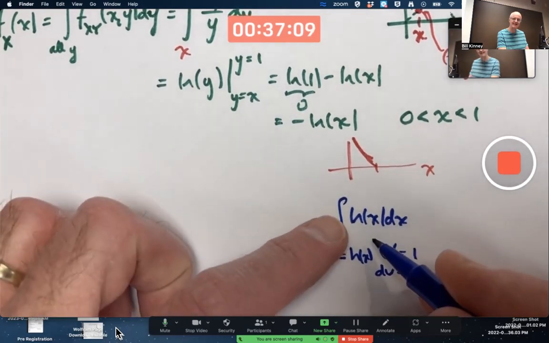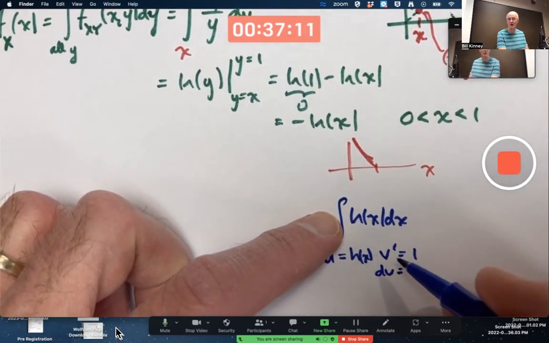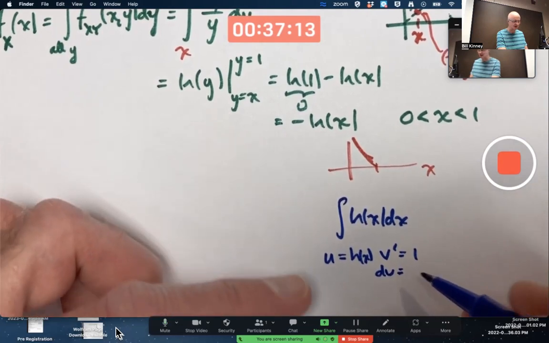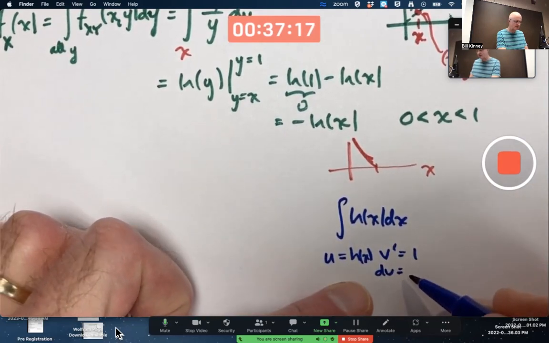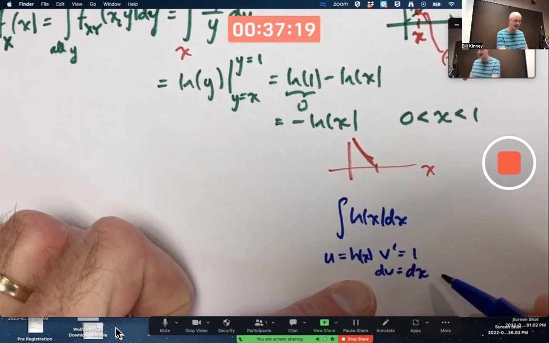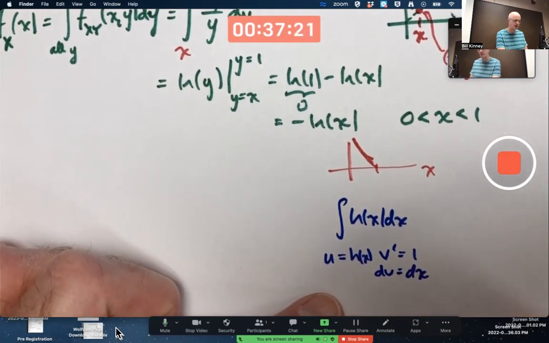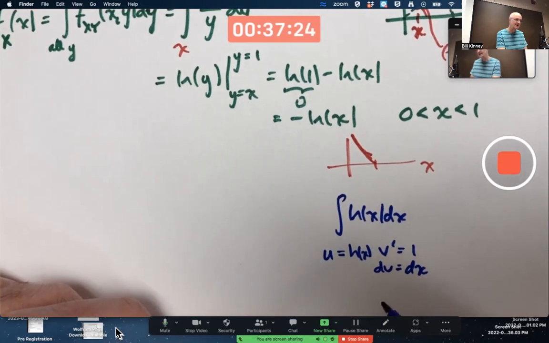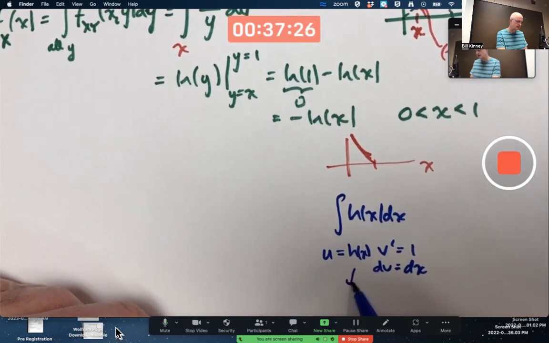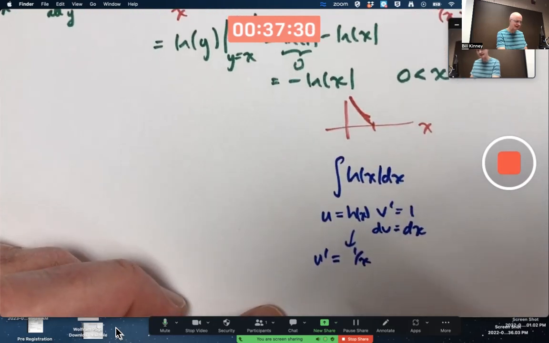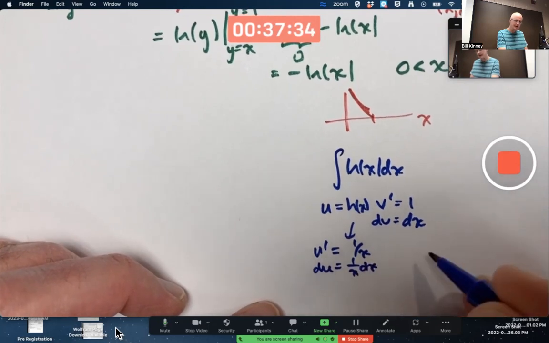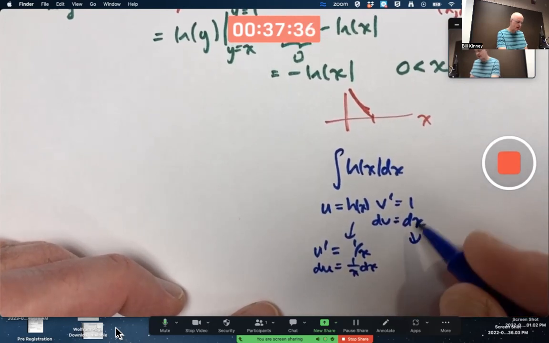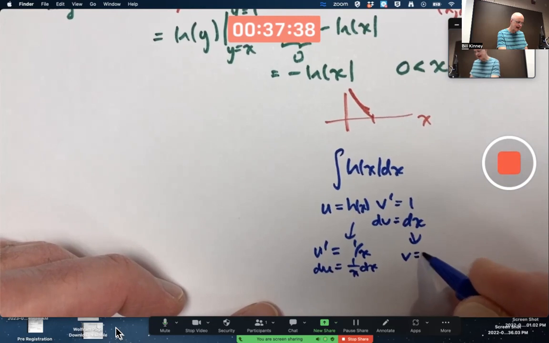This integrand is natural log of x times 1 as well. You want the product of u and v prime to be the integrand. If you wrote it in terms of dv, it would be dx. I'm not sure which integration by parts formula you're more used to, but if you took calculus here, u prime is 1 over x. Another way to say that is du is 1 over x dx. V, the integral of 1, is x.